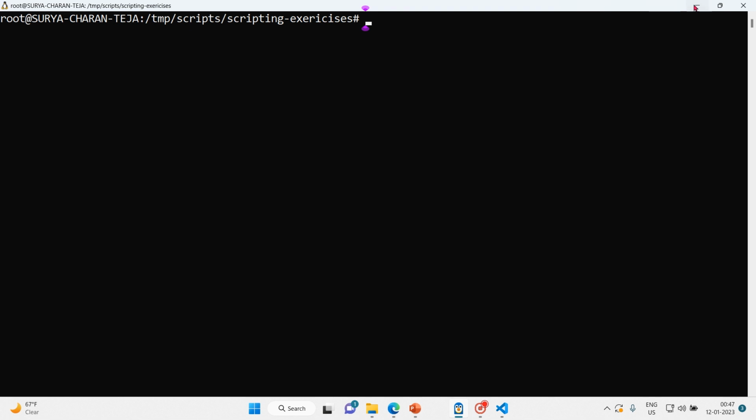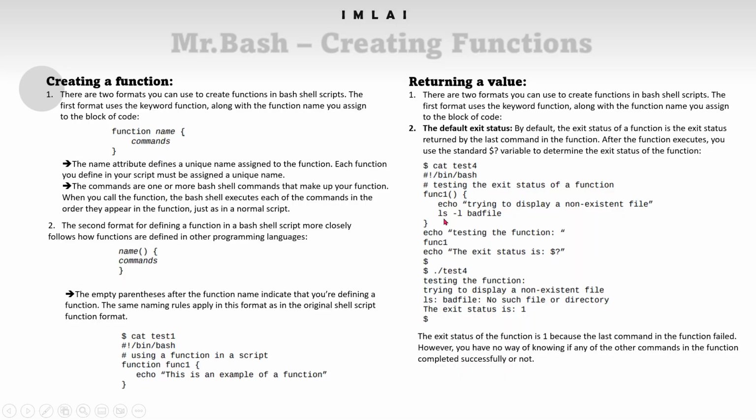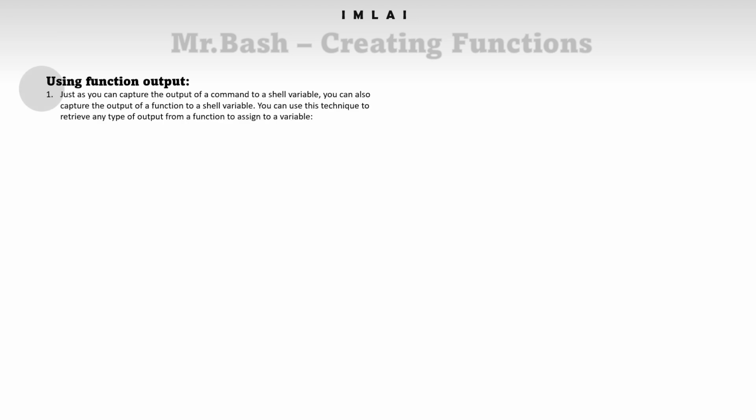Okay, so now let's move on to using a function output, and more in detail, let's delve into creating functions. So using function output, just as you can capture the output of a command to a shell variable, you can also capture the output of a function to a shell variable. That's a kind of redirection. So you can use this technique to retrieve any type of output from a function.